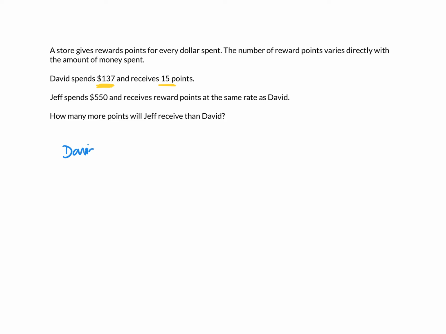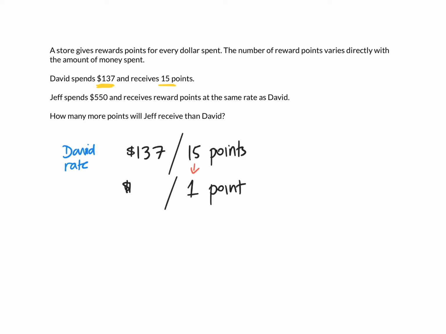The rate at which David is receiving points is $137 for every 15 points he receives. Well, we want to know what is the amount that he's spending for every 1 point. Let's figure out David's rate, okay? So how would we calculate this? We're trying to get this to 1. We want to know for every 1 point.